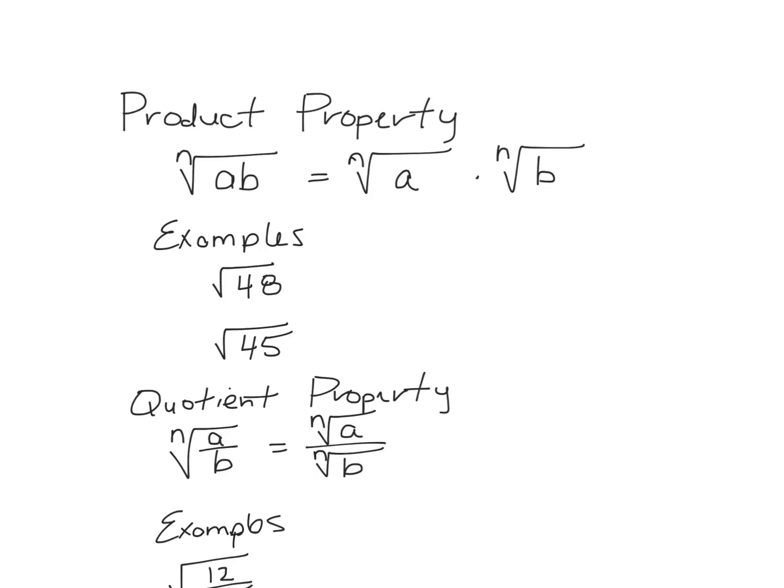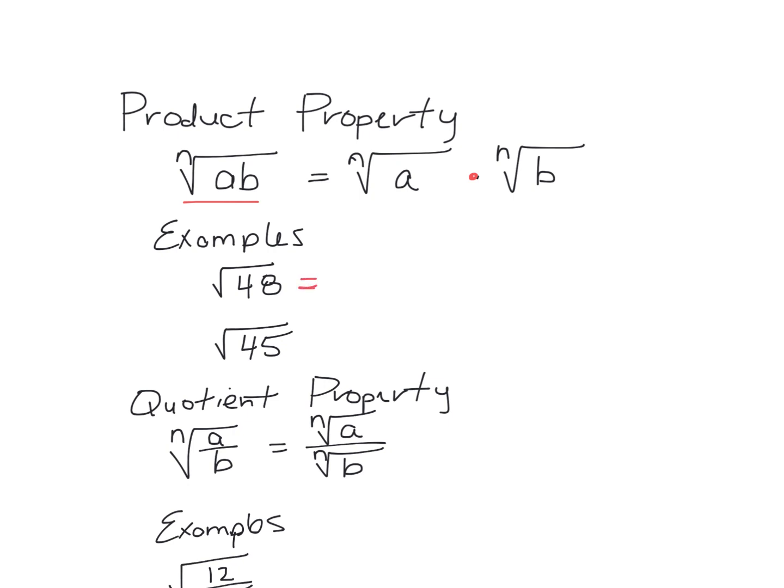Today we're just going to review some of the operations with radicals and then expand a little bit with addition and subtraction. But on Friday we talked about the product property, which is when you have the nth root of AB, you can break that up into the nth root of A times the nth root of B. So what this allows us to do is to simplify expressions.